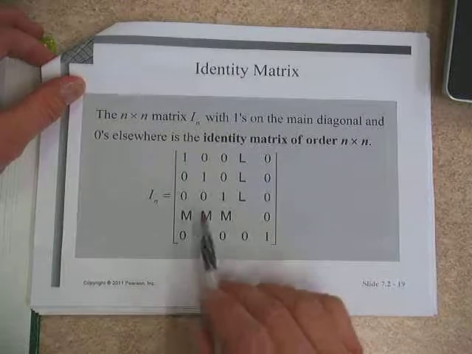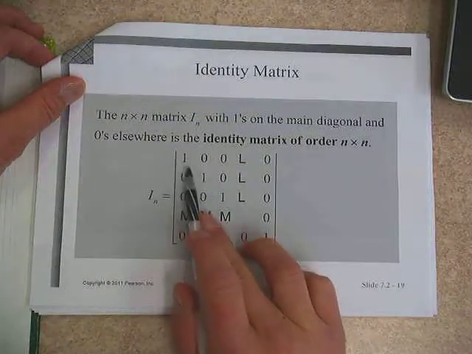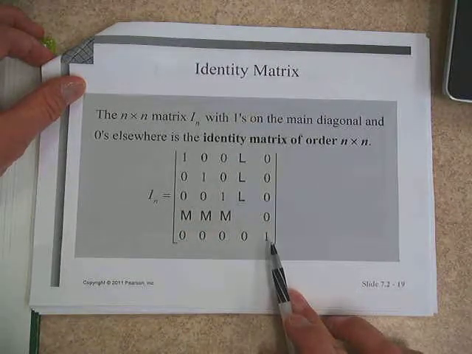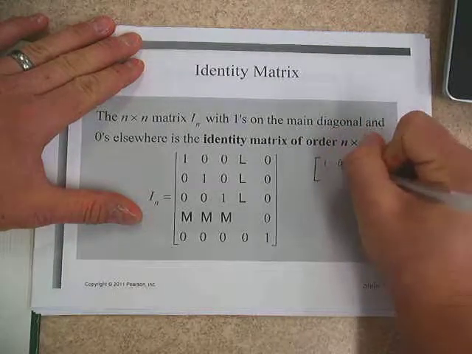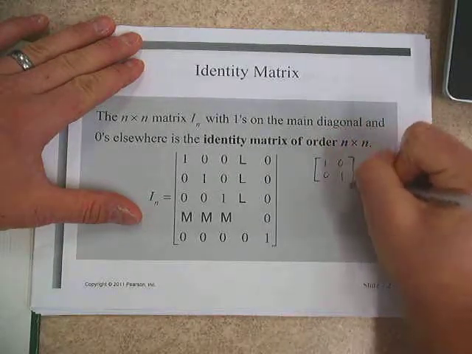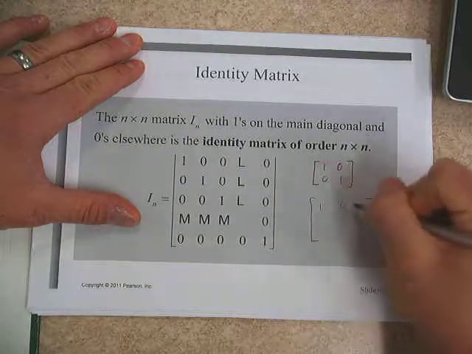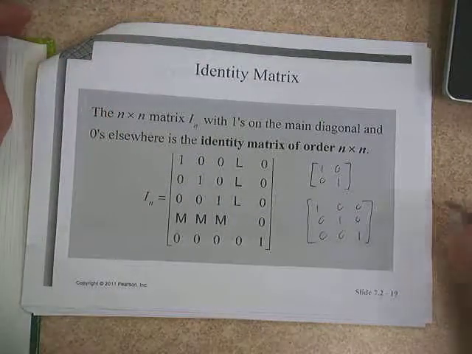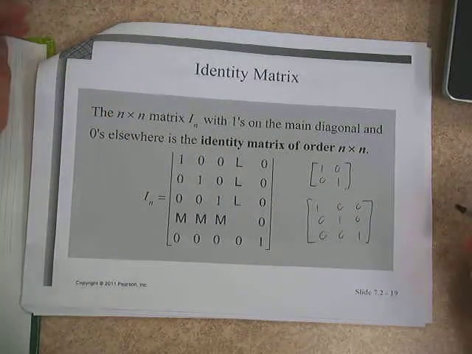And what it boils down to is all the entries in the matrix are 0 except for the main diagonal running from top left down to bottom right. So if we have a 2 by 2 identity matrix, it would look like 1, 0, 0, 1. If we had a 3 by 3, it would be 1, 0, 0, 0, 1, 0, 0, 0, 1. So those are both the identity matrices for 2 by 2 and 3 by 3.